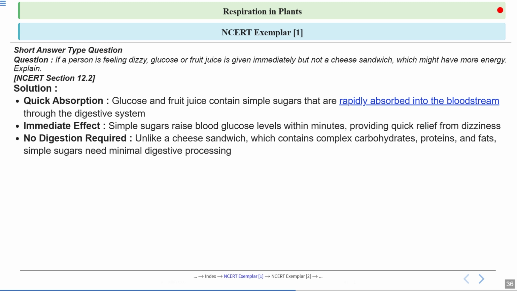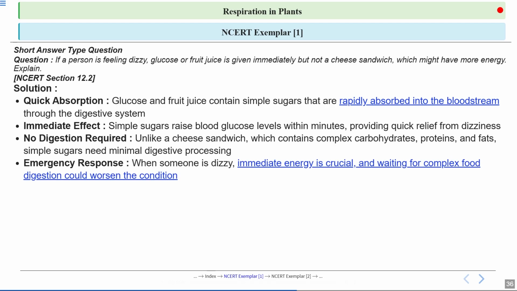Now here, no digestion is required, unlike in the case of a cheese sandwich, which contains complex carbohydrates, proteins and fats. All of these will first have to be broken down before the body can use them. However, simple sugars need minimal digestive processing. In case of emergencies, immediate energy is very important. When someone is dizzy, waiting for complex food digestion will only worsen the condition.